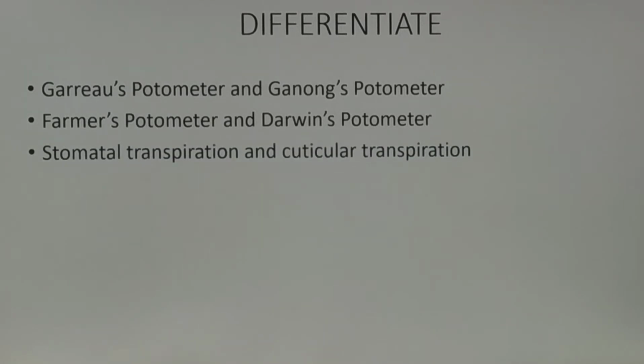Stomatal transpiration and cuticular transpiration. Transpiration occurring through the stomata present on the surfaces of leaves is called stomatal transpiration, whereas cuticular transpiration is transpiration occurring through the cuticle, or transpiration occurring directly from the surfaces of leaves and stems through the cuticle.